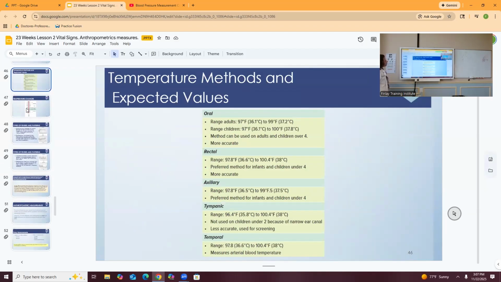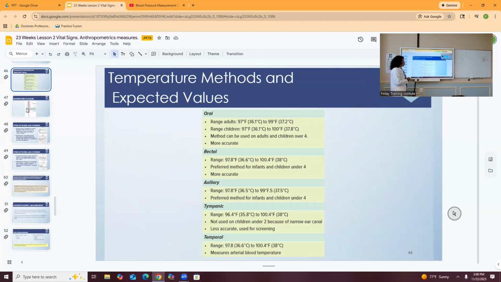Depending on the place that you're taking the temperature, the range of normal temperature might change. In oral for adults, it's going to be 97 to 99 degrees because this can be affected. If I'm drinking coffee, probably my mouth is going to be a little bit hot. If I was drinking water or any cold fluid, that's going to modify the temperature of my mouth. In children, it's also from 97 to 100 normal. Rectal, 97.8 to 100.4. This, like we say, is the preferred method for kids. It is the most accurate one.